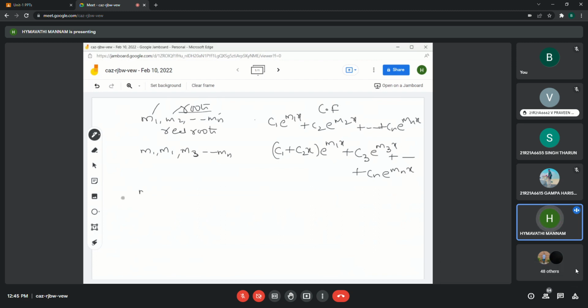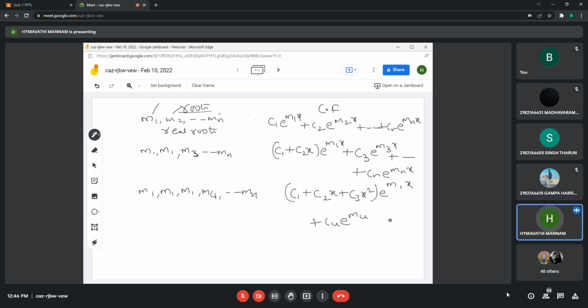Next, if three roots are repeated and the remaining are real and different, then the complementary function is c1 plus c2x plus c3x square into e power m1x, plus c4 e power m4x, and so on plus cn into e power mnx. So these are the complementary functions for real roots: different real roots, two times repeated, and three times repeated.